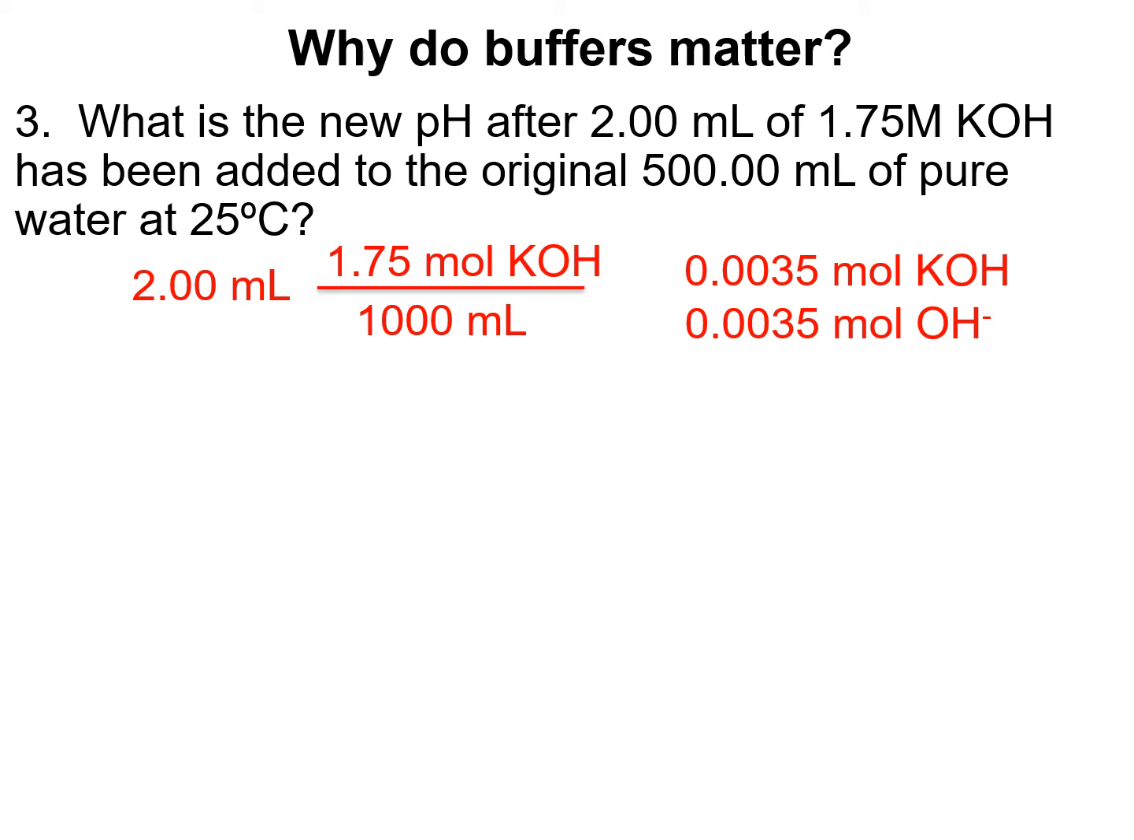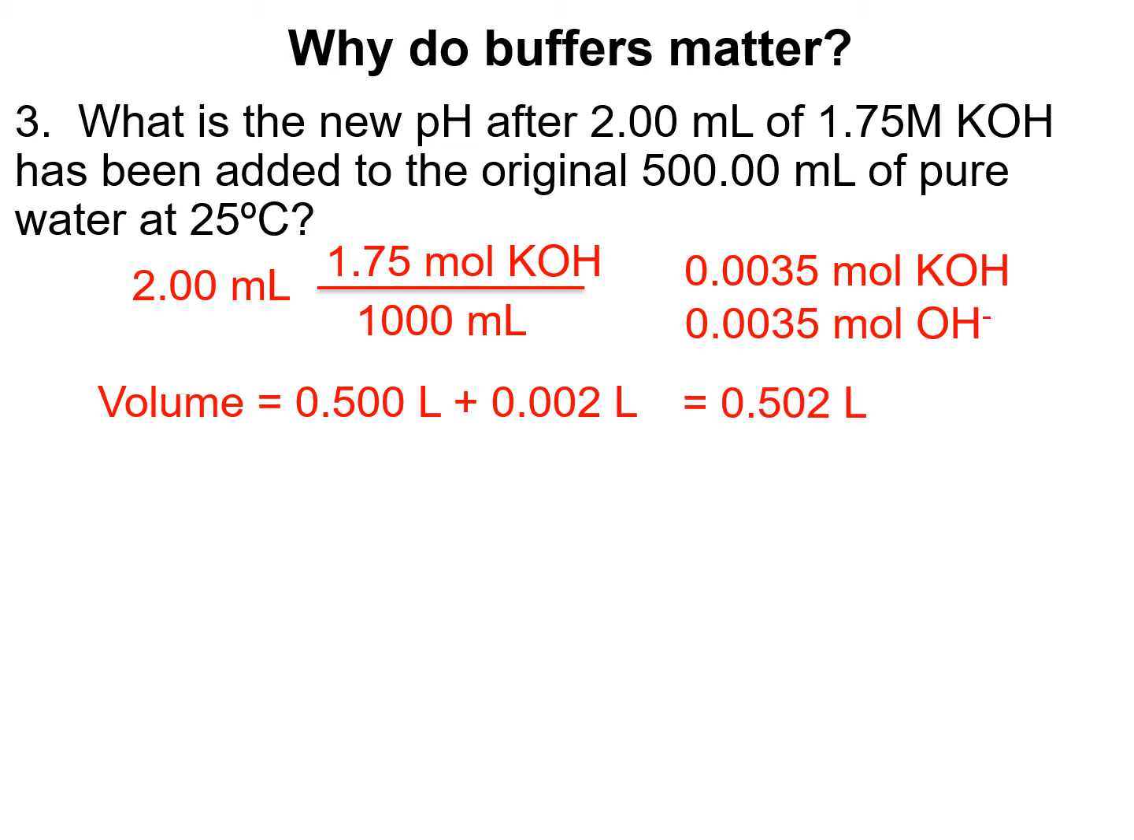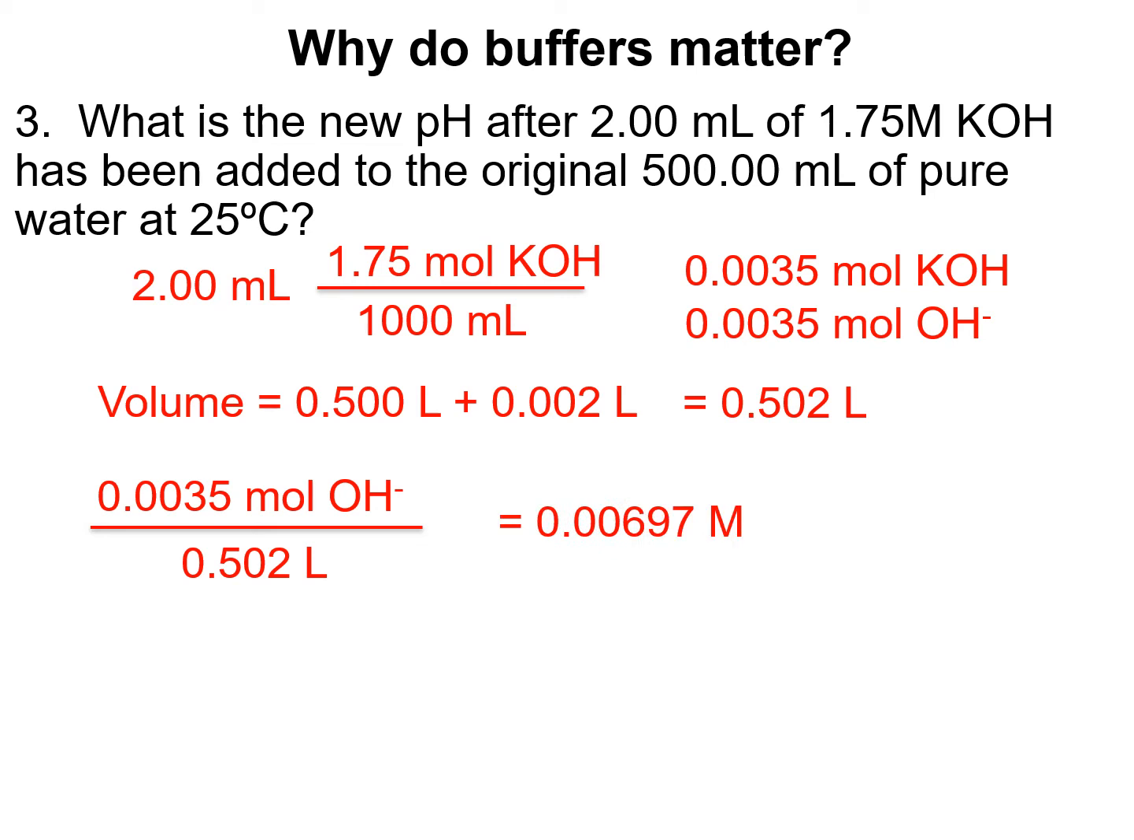I have the same problem before. We're doing stoichiometry in moles, but in order to go to pH, we're going to need to do that in molarity. So I have the same volume, 0.502 liters. I can take my moles of OH minus over my liters, and I picked all the same volumes and molarities, so we're actually going to see the same concentration.